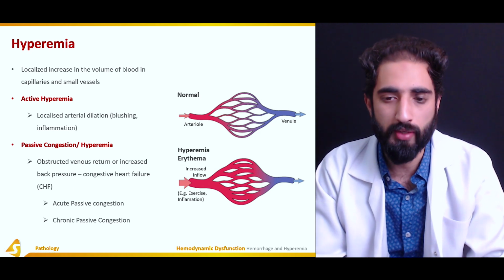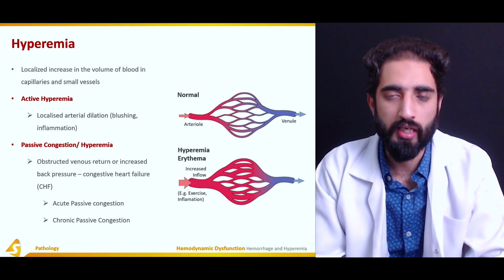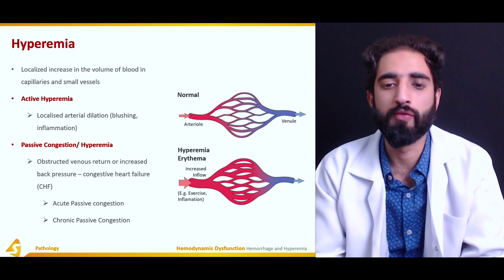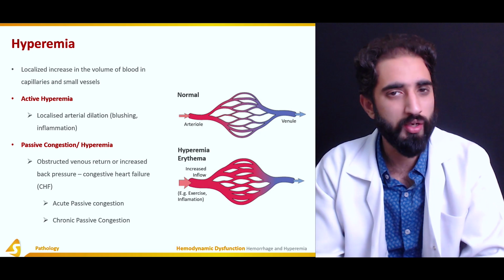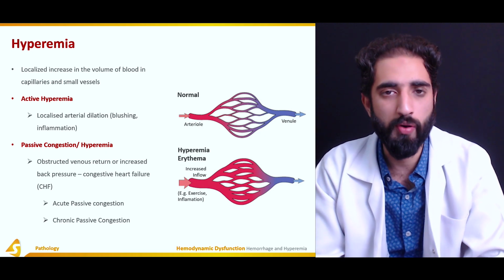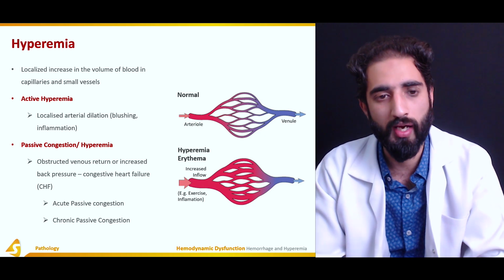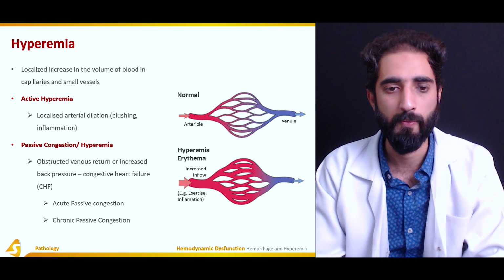Now, what is hyperemia? Hyperemia is also known as erythema. It is defined as a localized increase in the volume of blood in capillaries and small vessels. One good example would be if you heat any part of your body, you would see that the skin becomes red because of vasodilation. So that is actually an example of hyperemia or erythema.